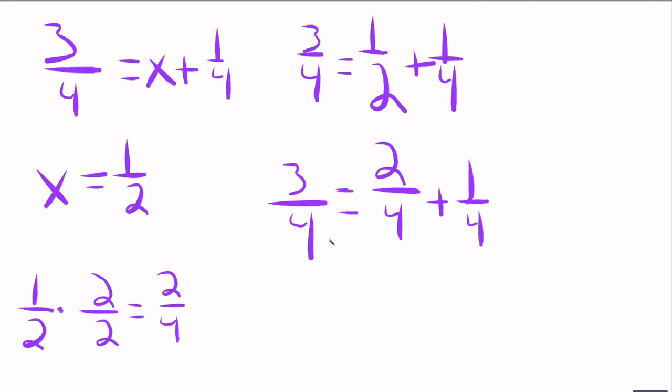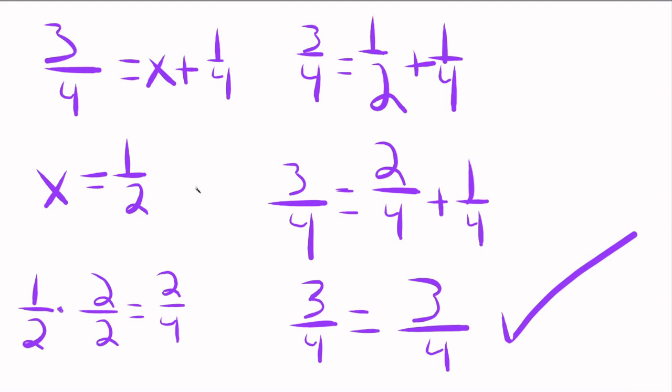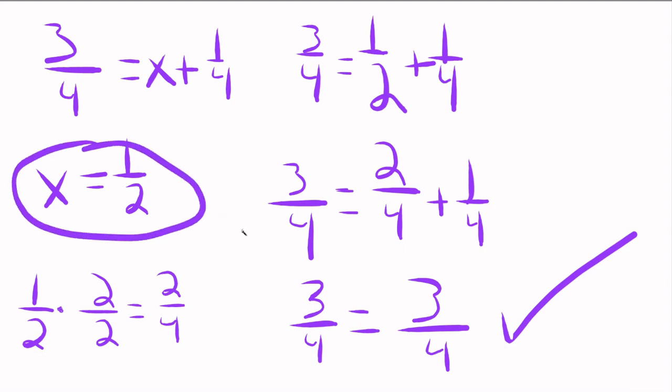So I now have 3/4 equals 2/4 plus 1/4. Again, I'm just checking to see if this is true. 3/4 equals 2/4 plus 1/4. They now have common denominators, so I can just add the numerators together. 2 plus 1 gives me 3. Keep my denominator, and it checks out. So x equals 1/2 is correct.